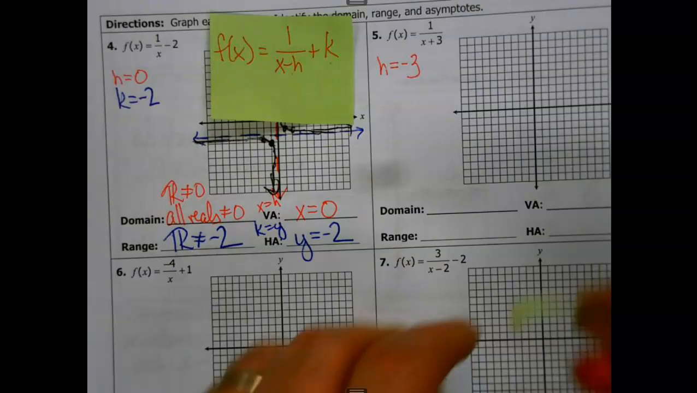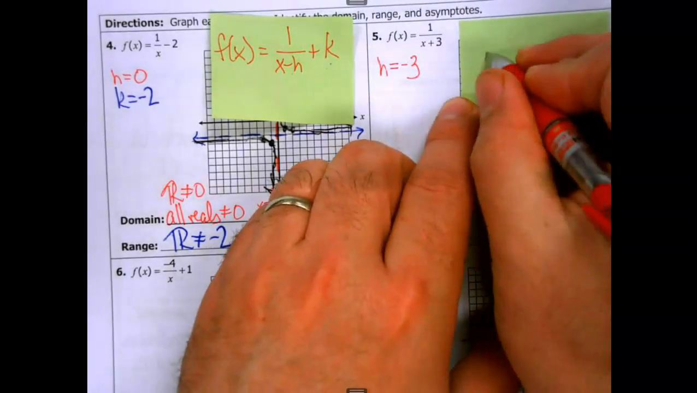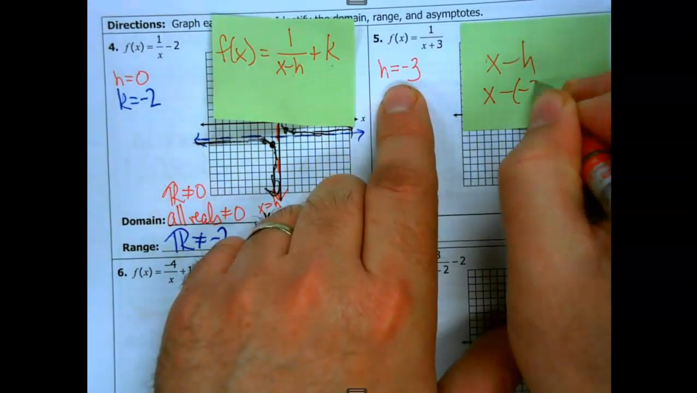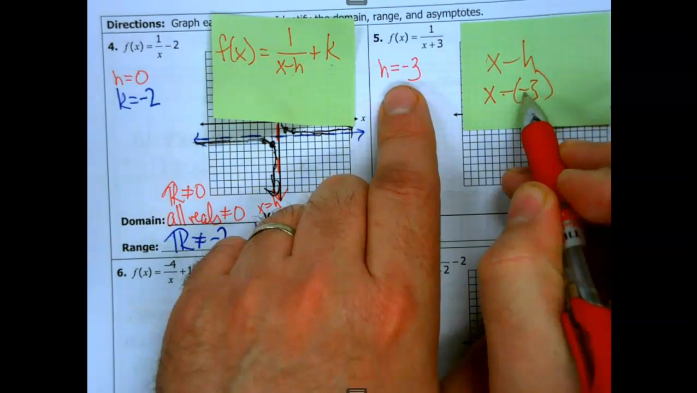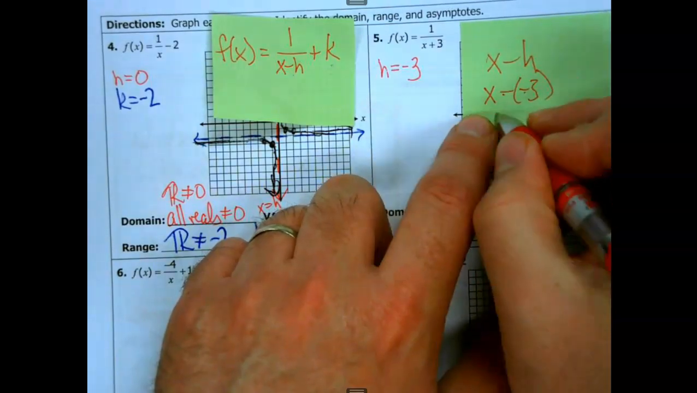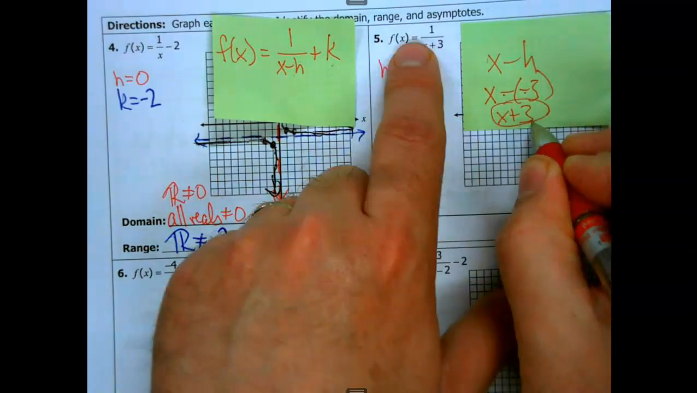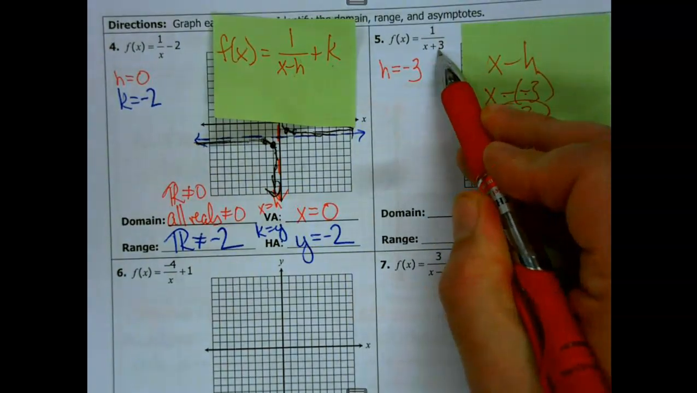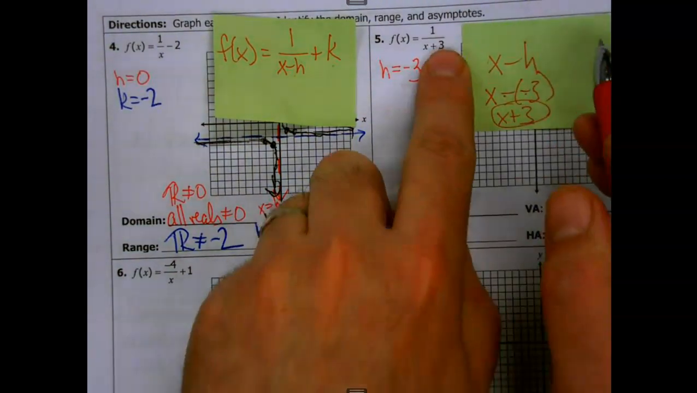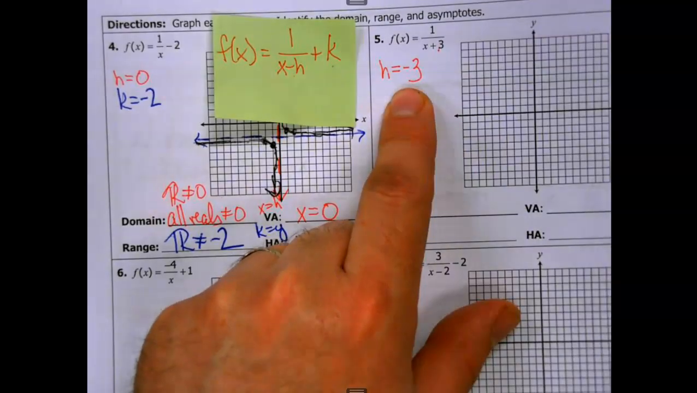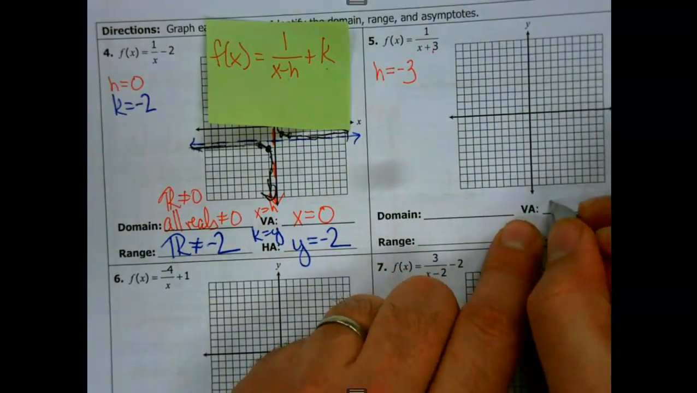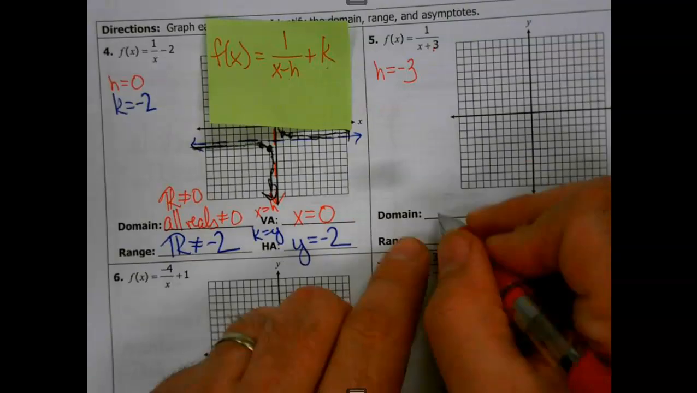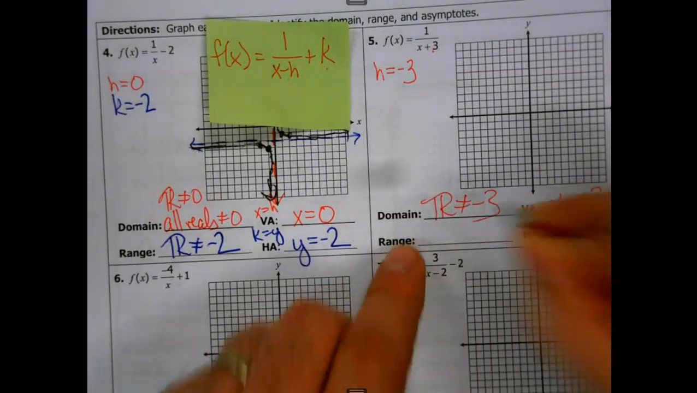Because let's look at it this way. If this is x minus h, okay, if h is -3, what happens when you minus a negative? You add. X plus 3, that's what it's supposed to be. So that's why whatever you see here, you've got to think the opposite. So if you see +3, the h is actually -3. That's kind of weird. Okay. So then that's my vertical asymptote. X is -3. And my domain is all reals not equal to -3.